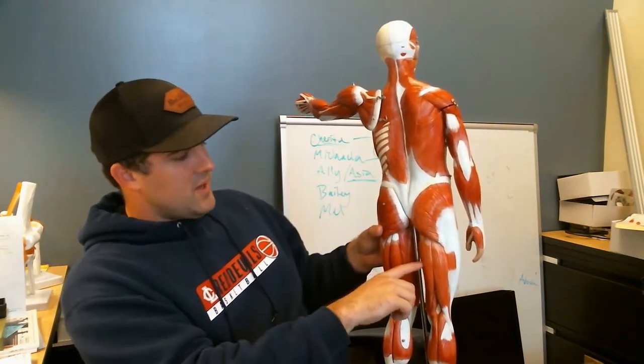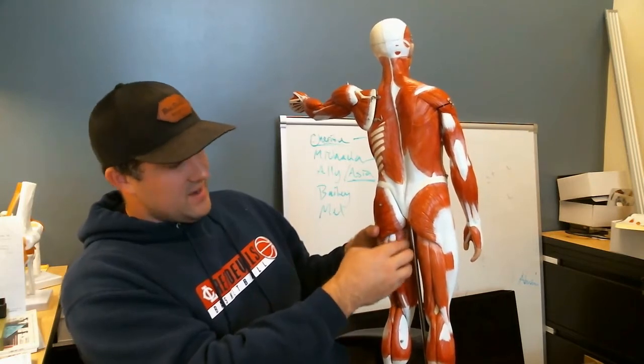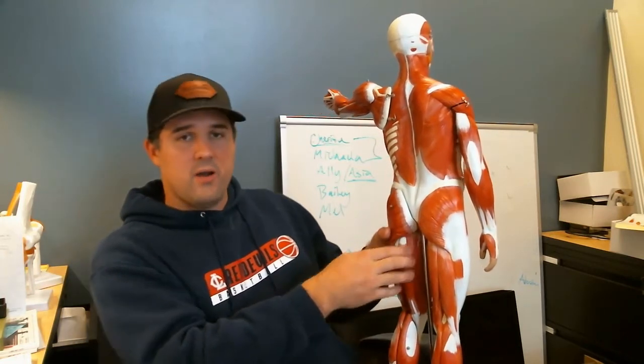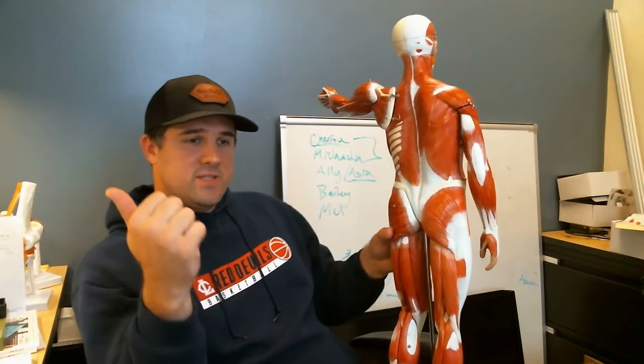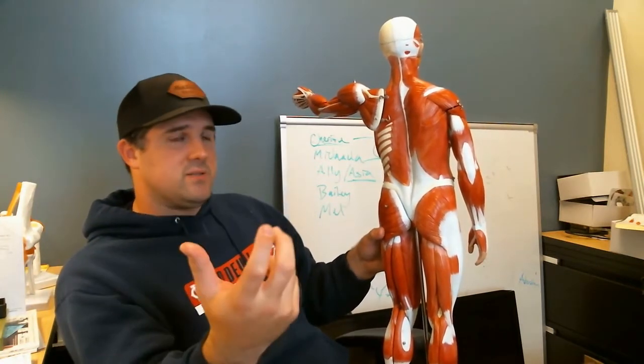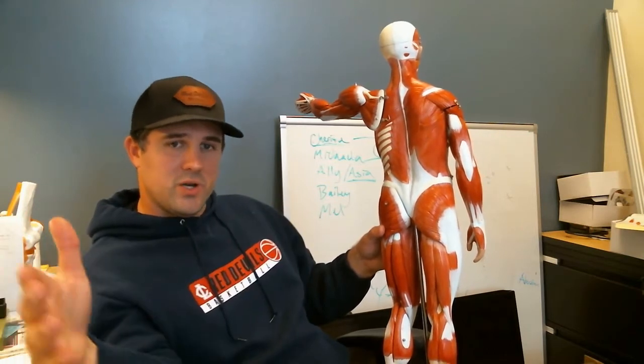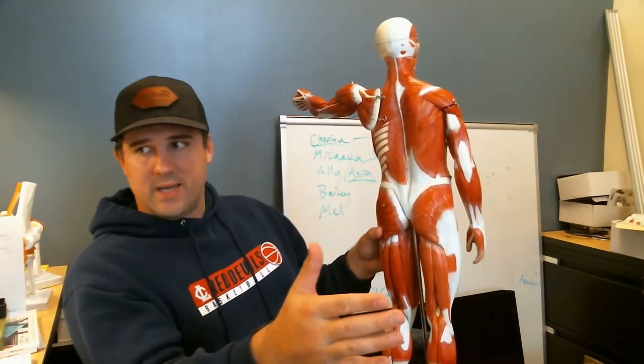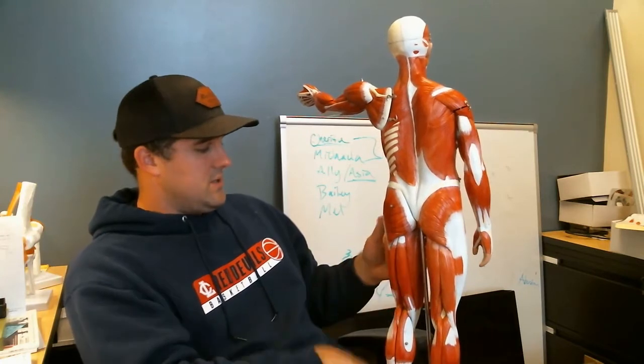Okay, but then you also have these adductor muscles on the inside of the leg, and I'm not going to go through on here what those are, but you have adductor brevis, longus, and magnus. Okay, and what does an adductor muscle do? Well, an adductor muscle allows you to bring your legs together back towards the midline. Okay, so these are important.